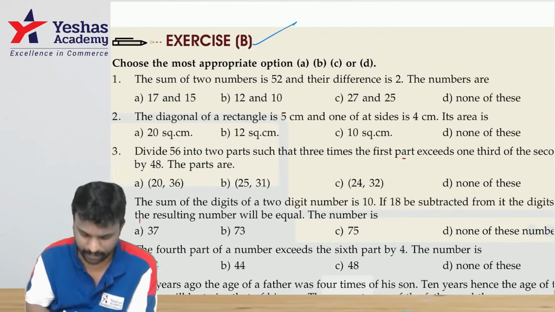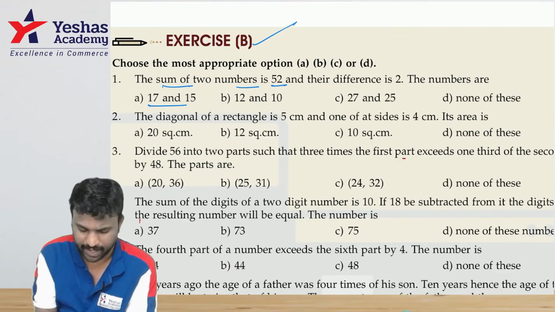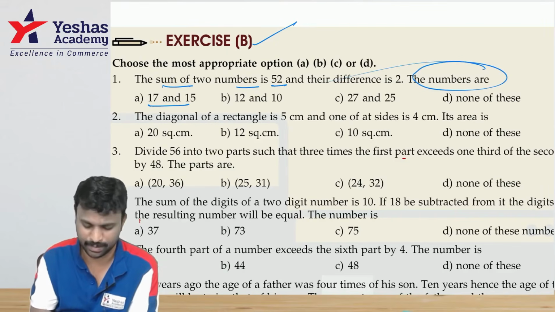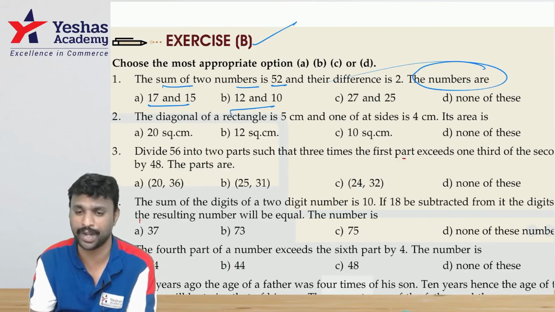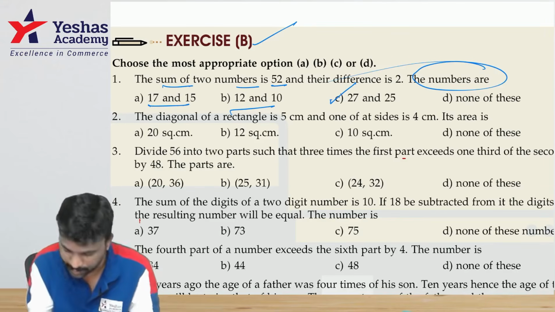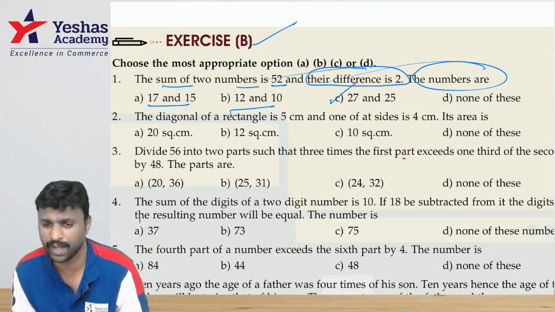Guys, the first question, the sum of the two numbers is 52. Guys, if I hit first option, they are asking us to find the two numbers. If I hit first option, sum becomes 32. Second option, sum becomes 22. Third option, only one option where the sum is 52. And also the second condition is difference is 2. Therefore, 27 minus 25 is 2 only.